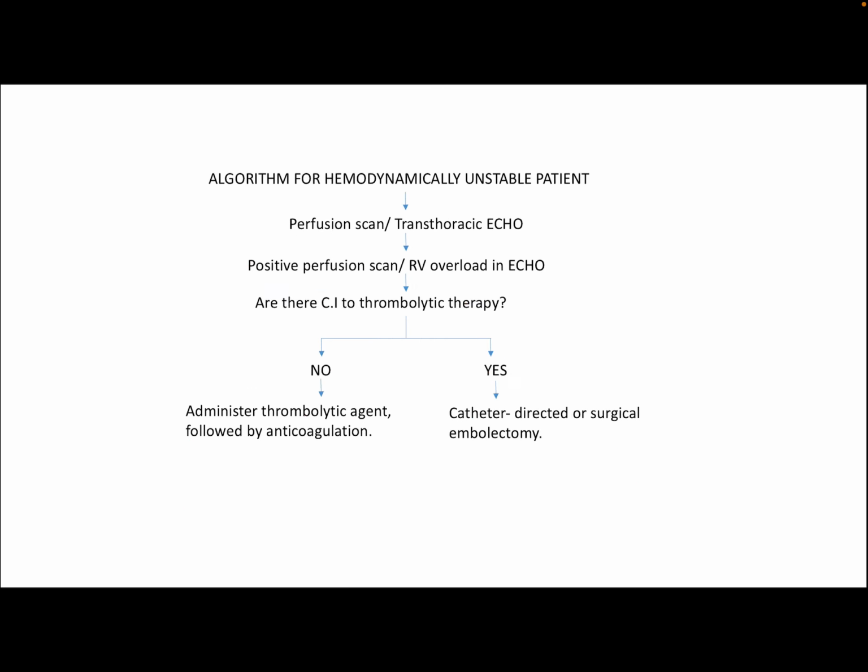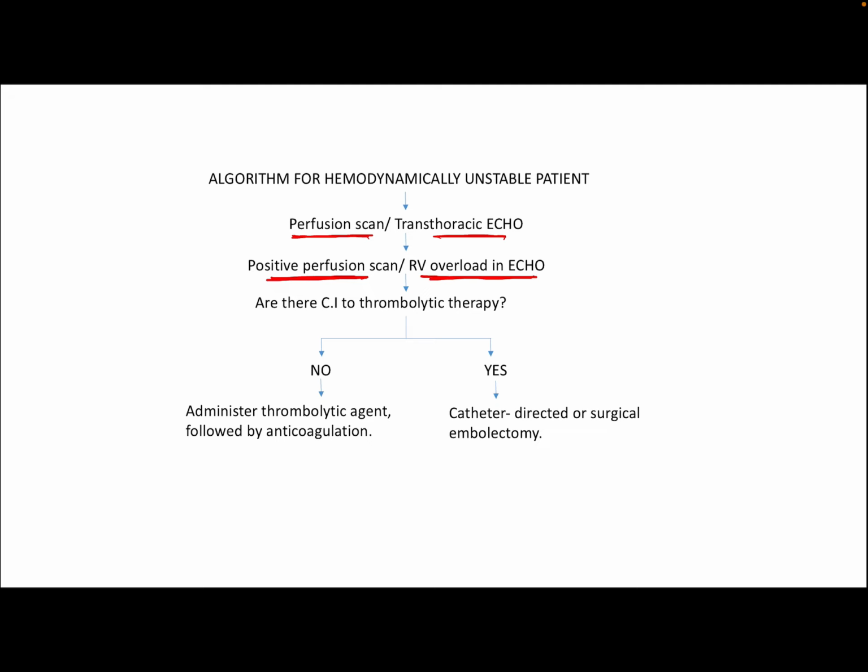Now, previously I talked about the algorithm for a hemodynamically stable patient. Now I will talk about the algorithm for an unstable patient who does not stabilize even after our resuscitative measures. In these patients, it's not safe to wait and transfer them for doing a CTPA. That is why we consider a perfusion scan, which is usually a portable perfusion lung scan, and if that's not available, then we go for a transthoracic echo. And we usually prefer a perfusion scan over a TTE because a perfusion scan has a higher sensitivity than the transthoracic echo.